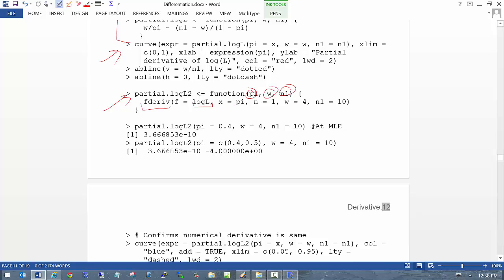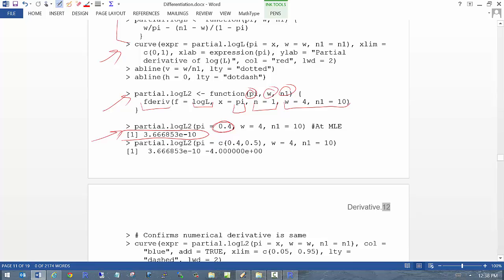I'm going to take the derivative with respect to pi. I'm going to find a first derivative, and using the component of fderiv, I'm going to pass in the data. So if I find the derivative with respect to pi and evaluate it at 0.4, the maximum likelihood estimate, notice what I get here? Well, just about 0, which of course is what we would want to get.